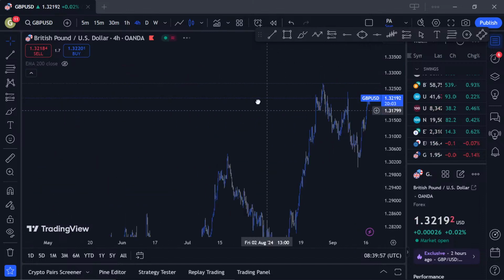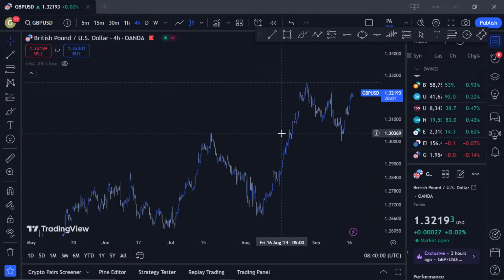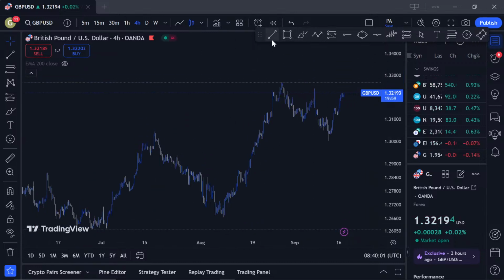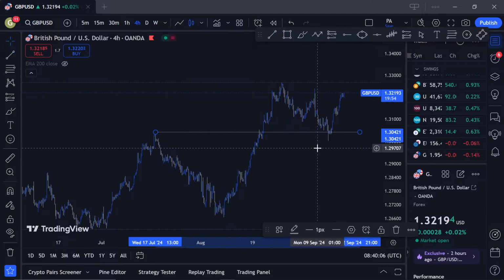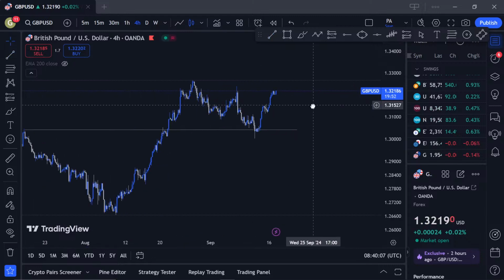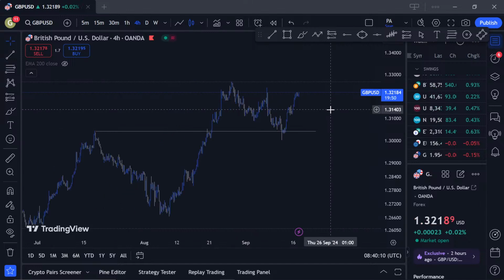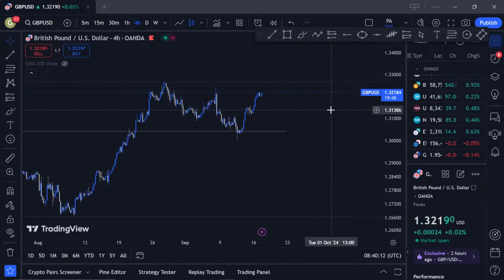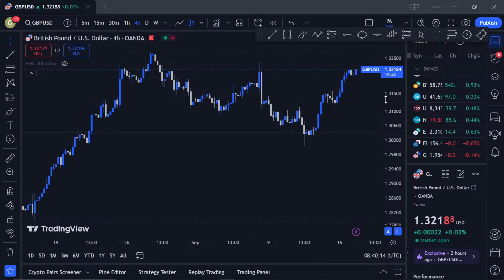So here's GBP USD. On the 4-hour time frame, you can see we had a breakout from here and then the market came back to retest the area. So this shows that GBP USD is in an uptrend. Since it's in an uptrend, we need to be looking for buying opportunities because this is not the right time to be shorting all-time highs.